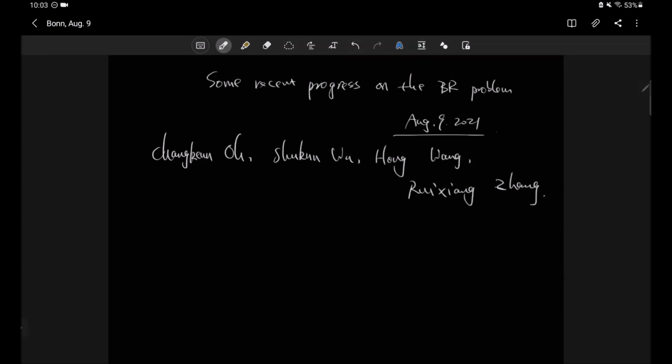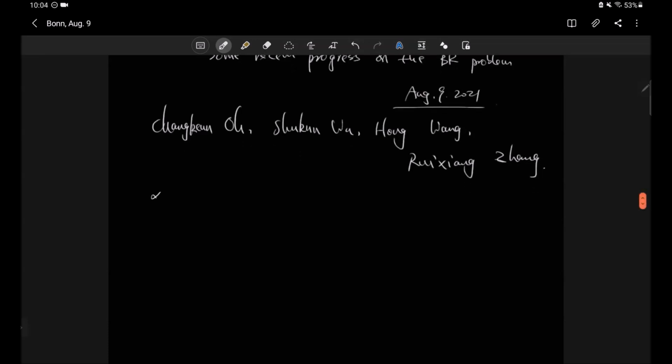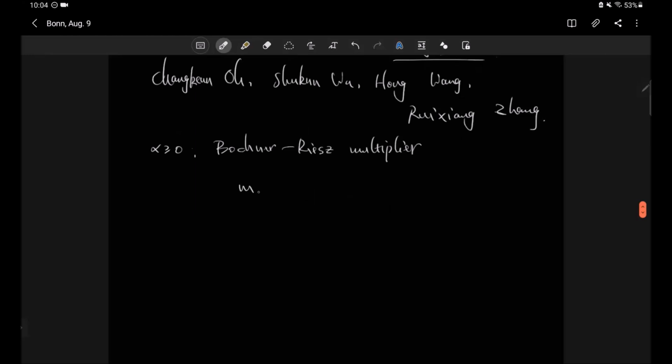Okay, cool. So let me first state the problem. Let's fix alpha bigger than or equal to 0, and we define the Bochner-Riesz multiplier to be the following. It's defined to be (1 minus modulus xi squared) to the power alpha, plus. Let me explain what this plus means. Plus just means this function is equal to 1 minus modulus xi squared if xi is smaller than or equal to 1, and it is 0 elsewhere.